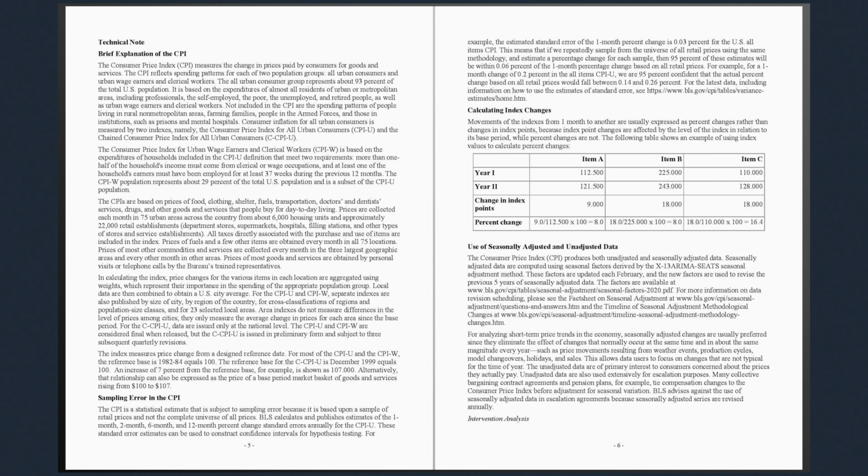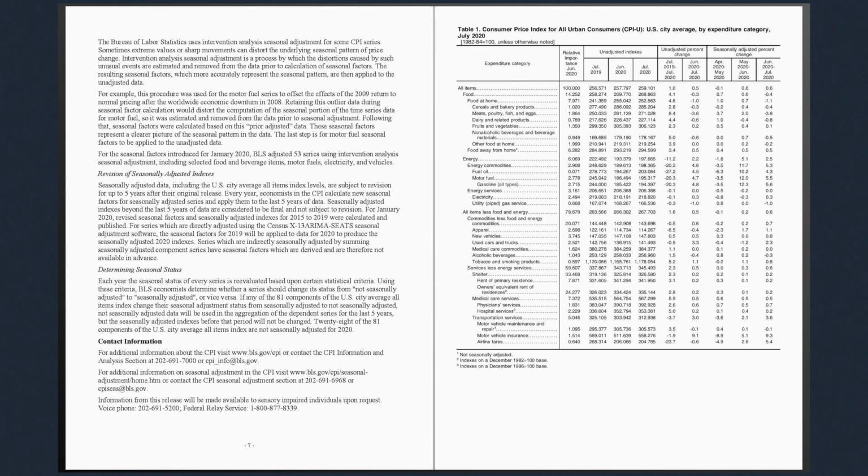The unadjusted data are of primary interest to consumers concerned about the prices they actually pay. Unadjusted data are also used extensively for escalation purposes. Many collective bargaining contract agreements and pension plans, for example, tie compensation changes to the Consumer Price Index before adjustment for seasonal variation. BLS advises against the use of seasonally adjusted data in escalation agreements because seasonally adjusted series are revised annually.